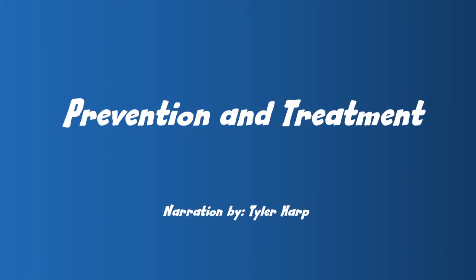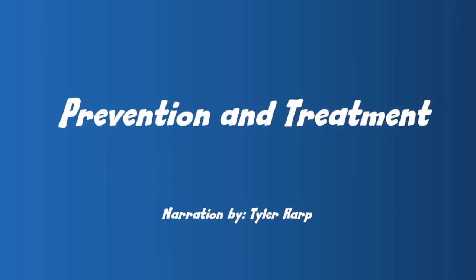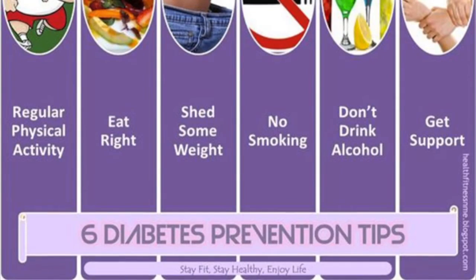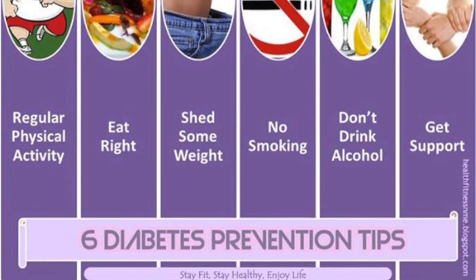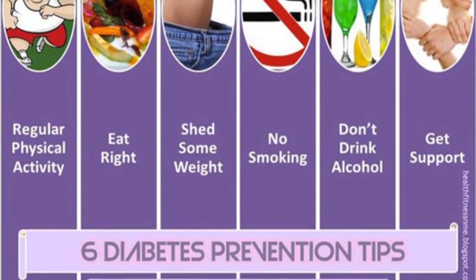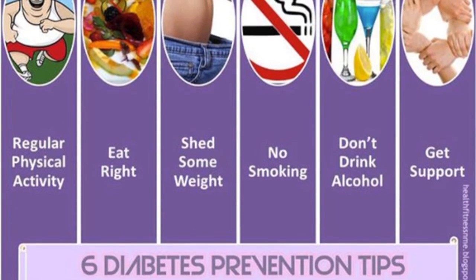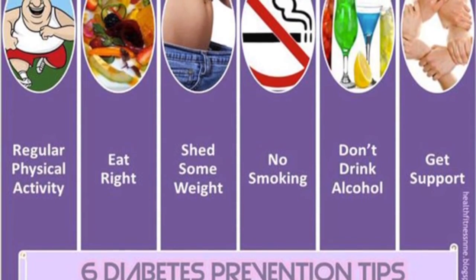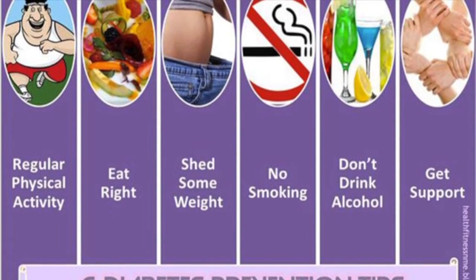Hello, I'm Tyler Harp, and I'll be going over the prevention and treatment of diabetes. There are a few different types of diabetes. Therefore, when I talk about prevention, I am mainly focusing on type 2, because type 1 cannot be prevented. In terms of prevention, it is important to check your risk for diabetes. If many family members are obese, then your chances of diabetes may be higher.